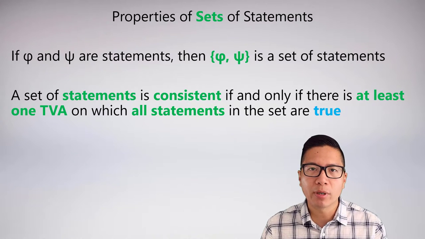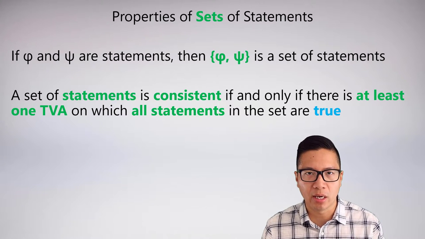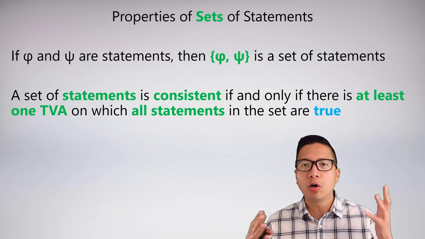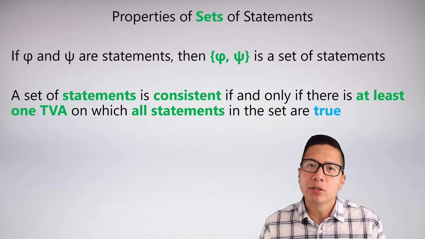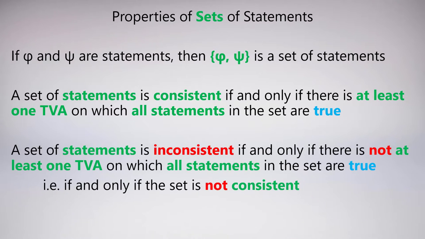So the most important property is consistency. We say that a set of statements is consistent if there's at least a single TVA, at least one TVA, where all the statements in the set are true. So consistency just means they're compatible. It's possible that they're all true at the same time. Inconsistency is just the opposite of consistency. If you're not consistent, then you're inconsistent. That is to say, there is no TVA where all the statements in your set are true at the same time.